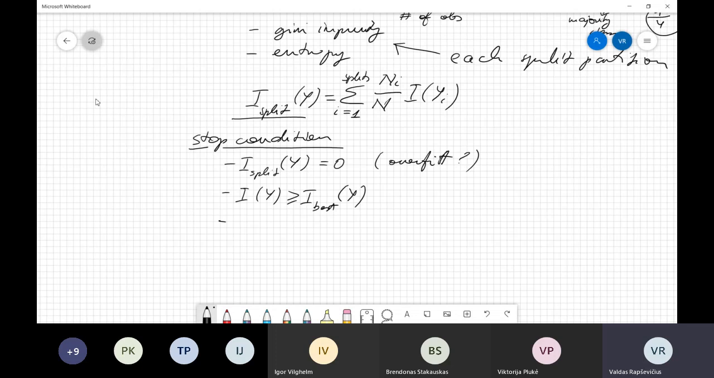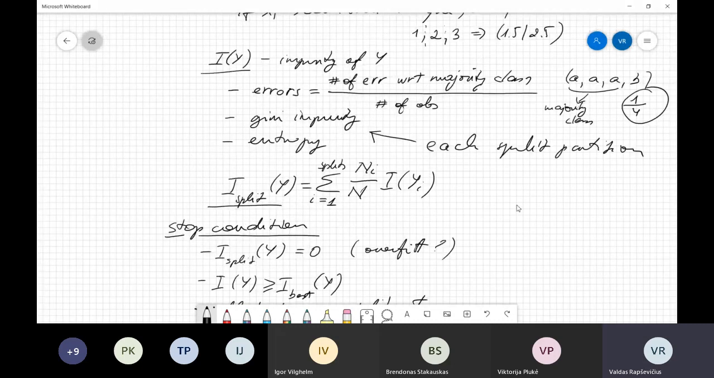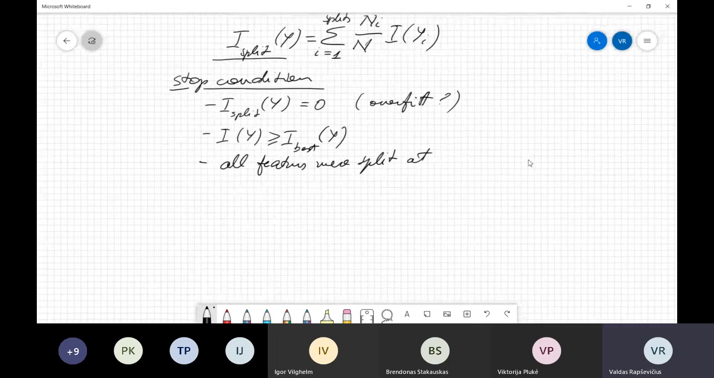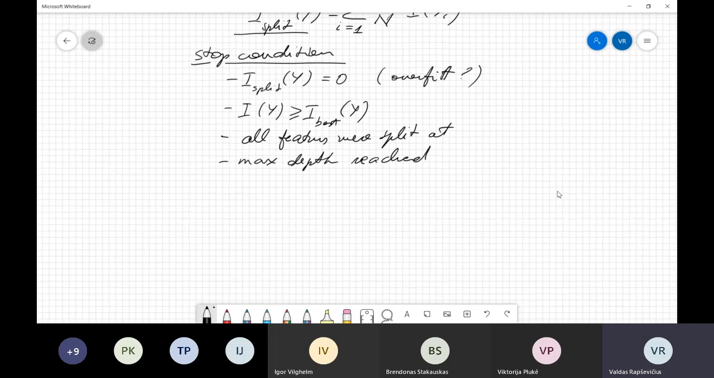The other condition could be that all features were split. So basically we have split on all the features, and so we can stop. We just don't want to split anymore. Another condition could be max depth reached. We have reached some depth we have predefined for ourselves as a hyperparameter.